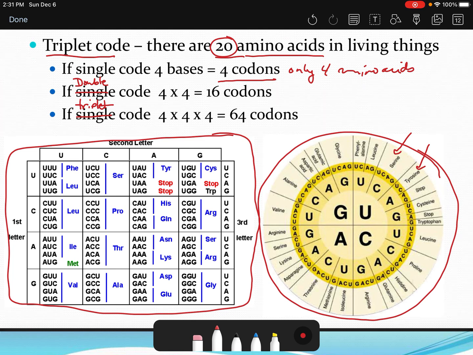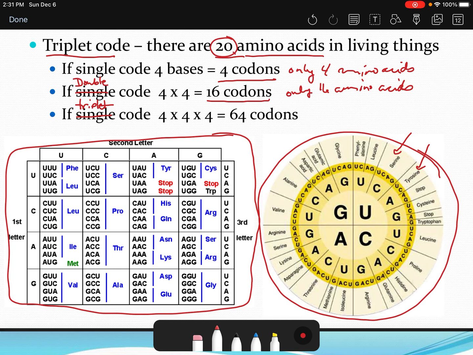All right, sorry, I goofed on that. But if it's a double code, now we take 4 times 4, or we square it. Now you can come up with 16 different codons. Well, that would only give us 16 amino acids. How many do we have to get again? We have to get to 20, don't we?